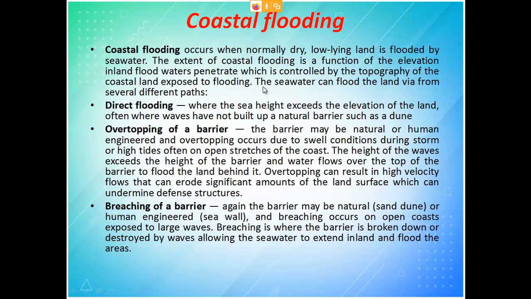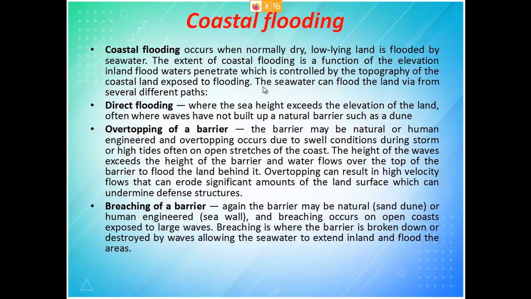There are two types of flooding. One is called direct flooding, or over-topping of barriers, or breaching of barriers. Direct flooding is where the sea height exceeds the elevation of the land. If the sea level exceeds the elevation of that particular place, then water will come inside, that's all. Over-topping is where the barrier, which may be natural or human-made, is crossed. You might have put some barrier, and the water will cross the barrier and come in. That is called over-topping of a barrier.